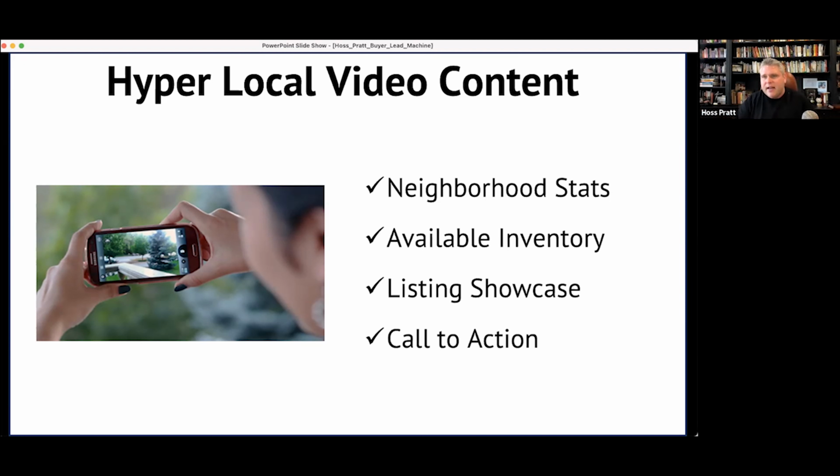I love that. And I think if you can create that in your own local market, it's going to give you an advantage and it's going to position you as the expert in your local community. So cover neighborhood stats, available inventory. If you've just listed a house, do a listing showcase, and always have a call to action.